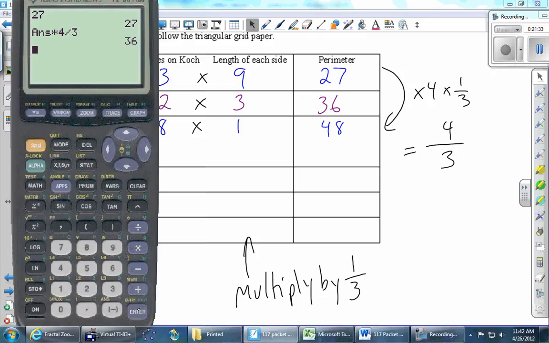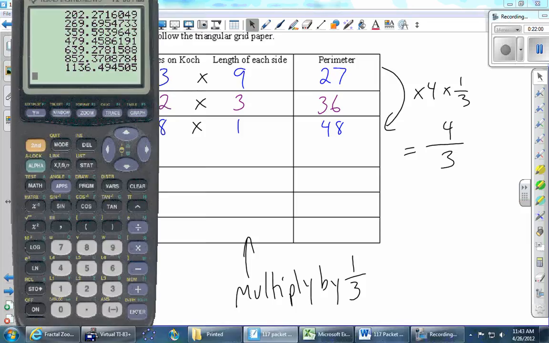Is it 36? Yes. How do I get the next number? Multiply that thing by 4/3 times 4/3. Is it 48? Yeah. And the next number, I'll just hit enter because it's timesing by 4/3. Is that the next number? Yeah, so this is kind of a really nice way to think about finding the column. And in fact, it's easier to hit enter here a bunch of times than it was to actually do the calculations. What does it appear is happening to the perimeter of the Koch snowflake as you go forever?